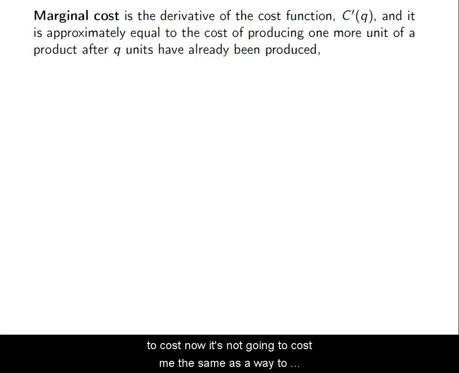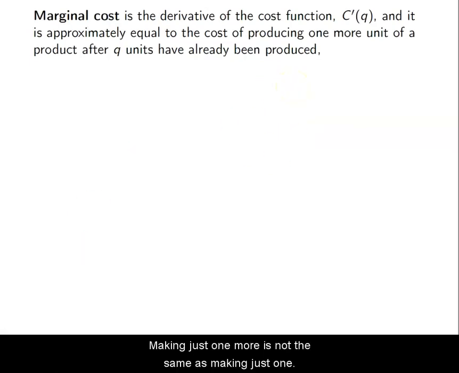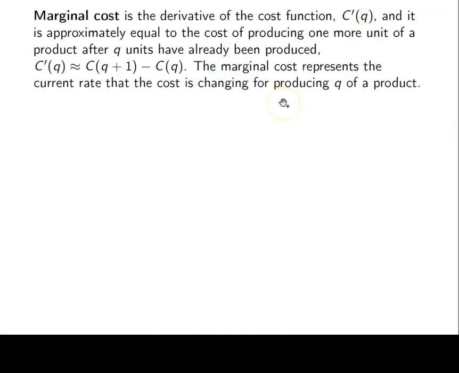It's not going to cost me the same as it would to produce just one, because I've already paid for all of the materials for making 100 cupcakes. Maybe I have some left over, or there are different situations that can occur. So generally, making just one more is not the same as making just one. This is approximately equal to the difference in the cost: making one more minus how many I've made to date is approximately the derivative of the cost function.